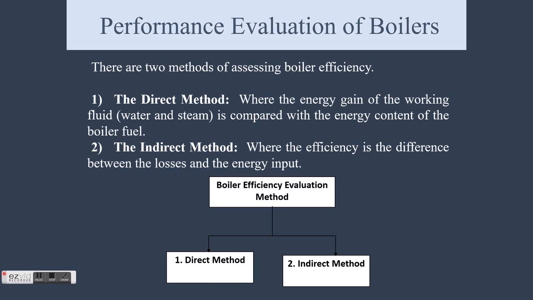Boiler efficiency. Thermal efficiency of a boiler is defined as the percentage of heat input that is effectively utilized to generate steam. There are two methods of assessing boiler efficiency. 1. The direct method, where the energy gain of the working fluid, water and steam, is compared with the energy content of the boiler fuel. 2. The indirect method, where the efficiency is the difference between the losses and the energy input. We'll make a separate video and calculation of boiler performance with advantages and disadvantages of the direct and indirect methods.